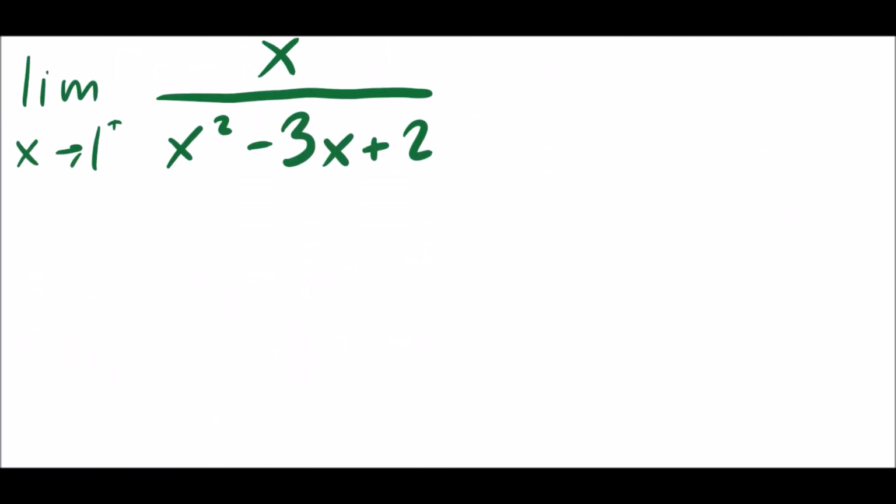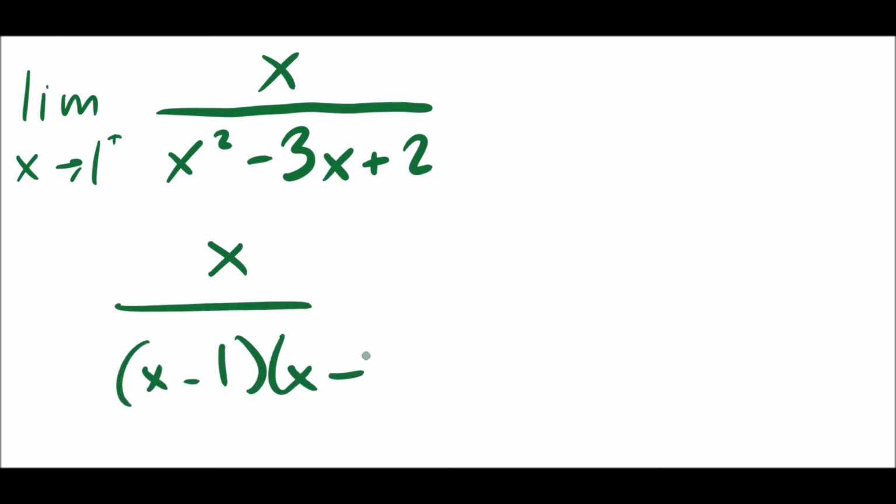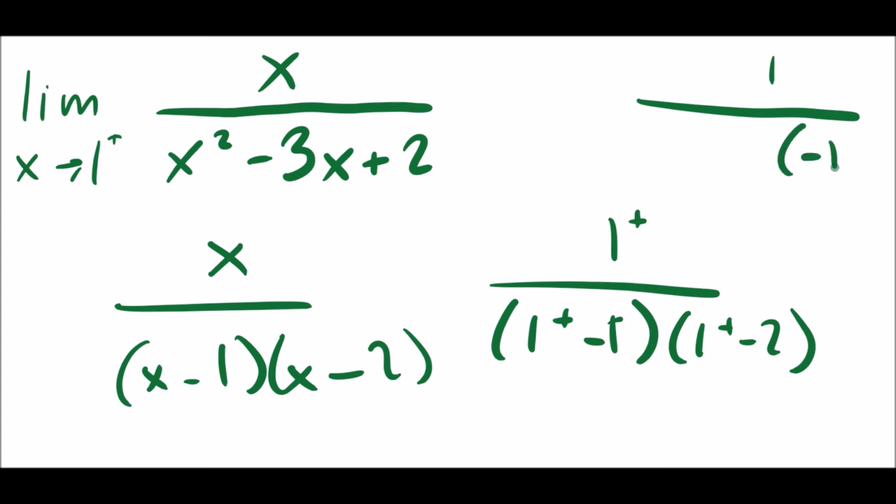Now if we try the right side limit, again we can factor everything. So we have the x divided by x minus 1 times x minus 2. So we plug in that 1 plus this time. So we get that 1 plus up here divided by a 1 plus minus 1, and then 1 plus minus 2. Again, this 1 plus is essentially a 1, so that'll just be a 1 in the numerator. And then 1 plus minus 2, that's just going to be the same negative 1 as before.